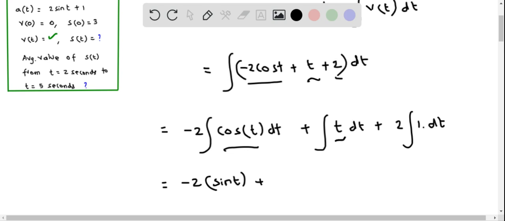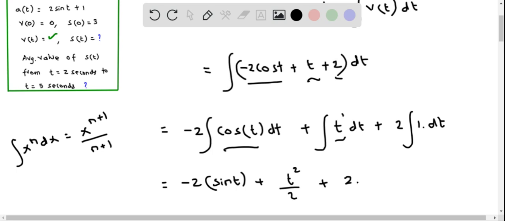the antiderivative of cosine t using the standard integration formula, which is sine t, plus the antiderivative of t using the power rule of integral, that is integral of x raised to the power of n dx equals x raised to the power of n plus 1 over n plus 1. Here the power of t is 1, so this equals t raised to the power of 1 plus 1, which is 2, divided by the same number 2. So the antiderivative of t is t squared by 2, plus 2 times the antiderivative of 1, which is t, so it is 2t. And then we also put the integration constant c.